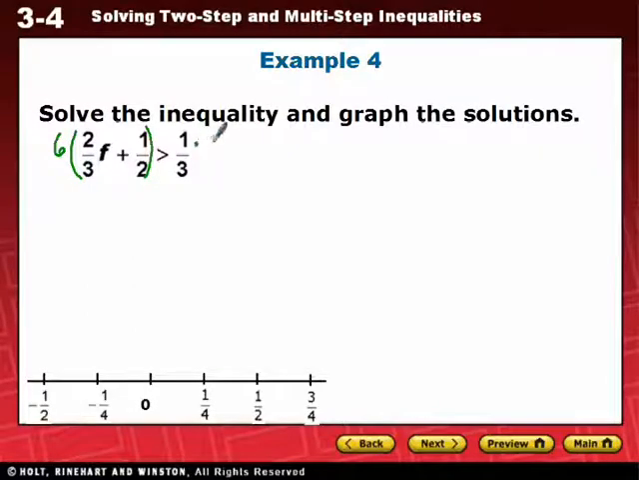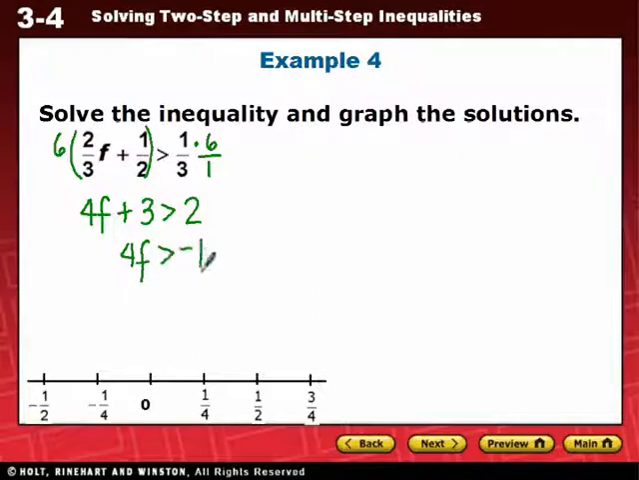Remember, if I choose to multiply both sides, then I have to distribute that multiplication. So I end up with 6 times 2/3 f is 4f, plus 6 times 1/2 is 3, is greater than 2. And now I can go ahead and keep solving. So 4f is greater than negative 1 after I take 3 away from both sides. And then f is greater than negative 1/4.